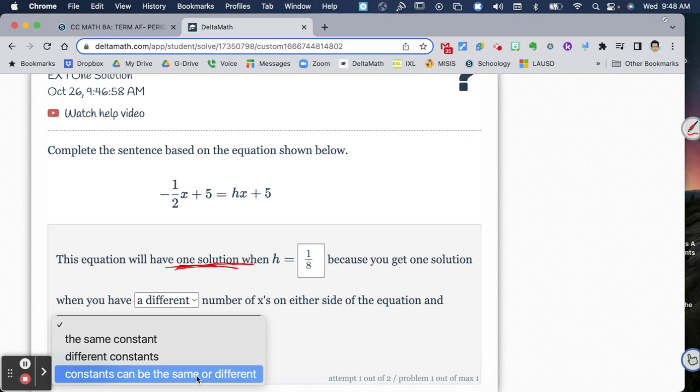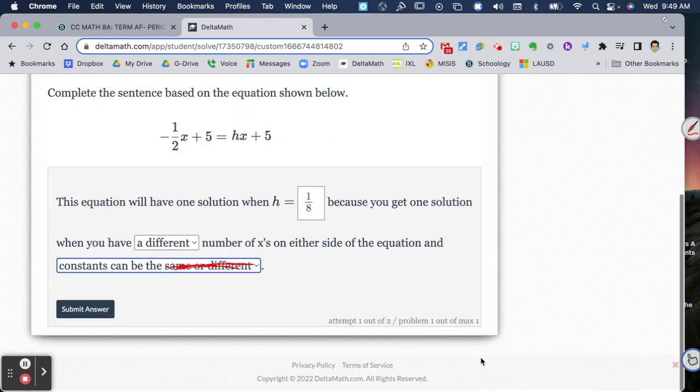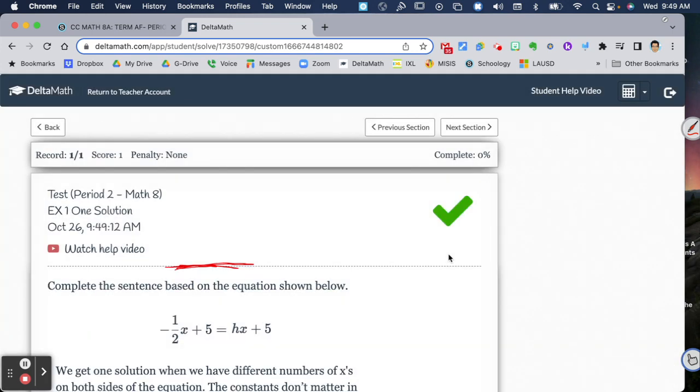This is the only one that can have the same or different. Okay, so everybody picked a different number. Let's try it out. Yes. Oh, I got it right.